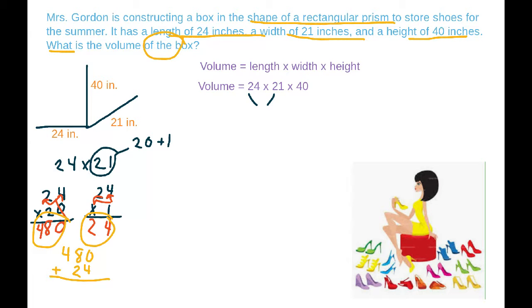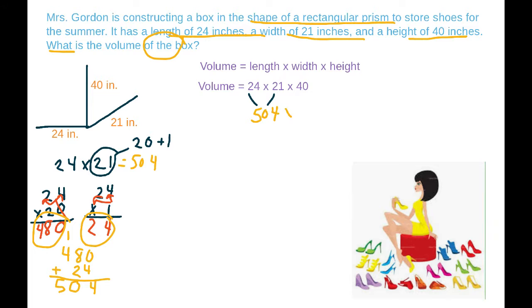All right, 4 plus 0 is 4. 8 plus 2 is 10. And then 4 plus 1 is 5. So I know 24 times 21 is 504. And I'm going to go ahead and plug that into my equation. So 24 times 21 was 504.